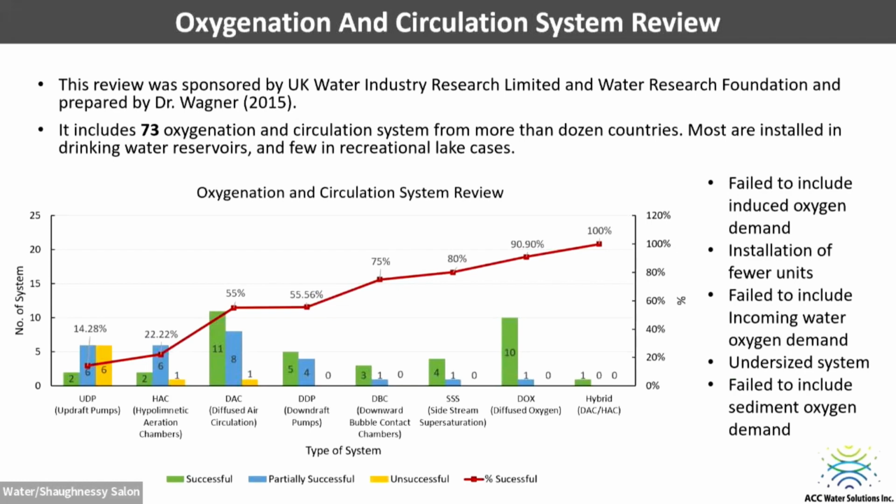On the far other end, we're looking at a hybrid system where you're combining oxygenation and circulation together. Unfortunately, there's not a big enough pool to say for sure that this will work every single time, but it did. It's the only thing that showed up with an absolute 100% success rate of addressing all of the problems it set out to address. The one that we talk about the most is our bottom diffused aeration systems. It only met all of its goals in about 55% of the cases. And we'll touch on a little bit later why so many of them aren't successful.